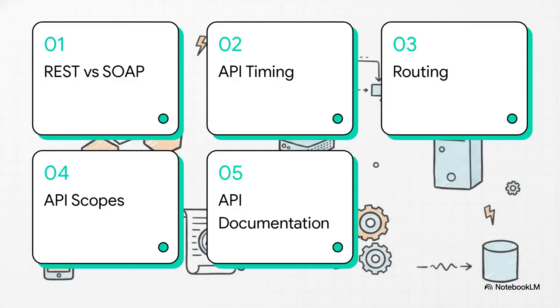First, we'll tackle the heavyweights, REST versus SOAP. Number 2, API timing, specifically sync versus async. Third, we'll look at routing with single and multipath APIs. Fourth, API scopes and accessibility. And finally, how to read the map itself, API documentation.